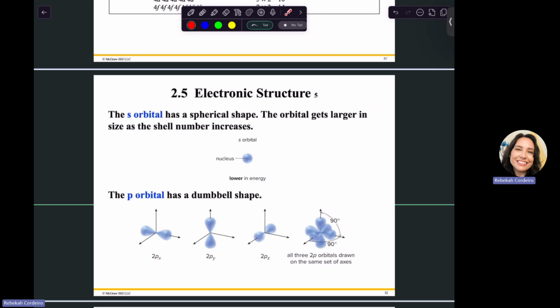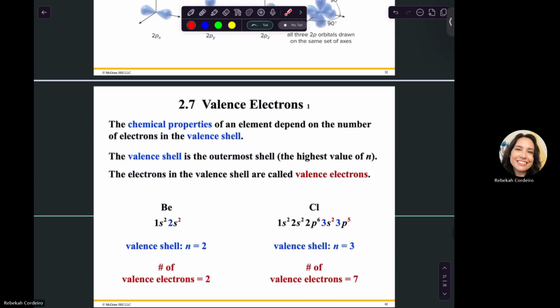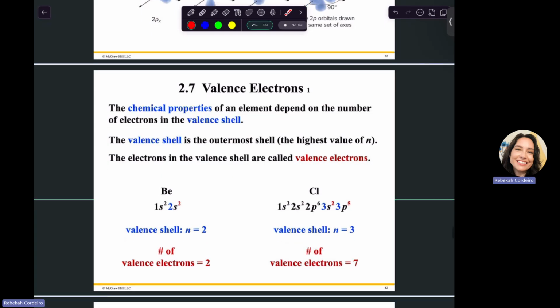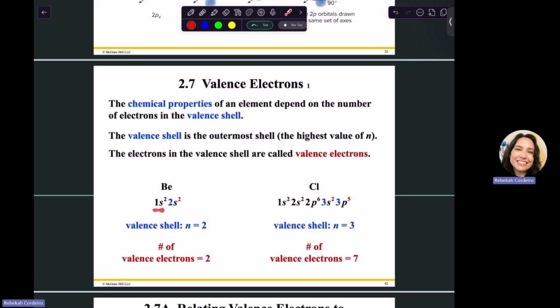But basically, these are saying that if you are a 2p electron, you're found in the second energy level away from the nucleus, and you're probably found in one of these three shapes, these three areas around the nucleus. What we're really going to focus on are the valence electrons. Valence electrons are really important for moving forward in what we're going to do. So we're just going to hone in on valence electrons. But again, you have to understand a little bit about what we're looking at to get the valence.